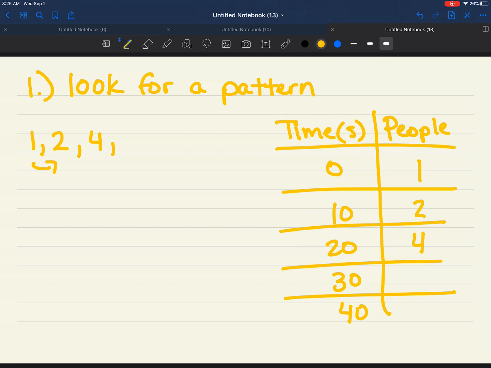It could be either one of those, but what I need to figure out is which one works from 2 to 4, plus 1 or times 2? Times 2. So that means our pattern is to multiply by 2, right? What's 4 times 2? 8. And what's 8 times 2? 16. Okay, so if you want to fill that in here, after 30 seconds it had gone to 8 more people. After 40 seconds, 16.